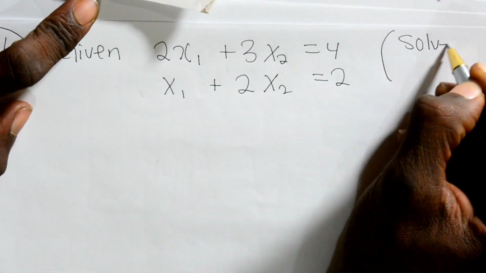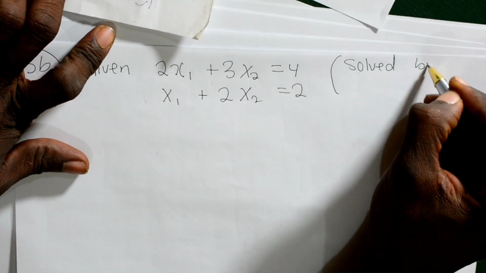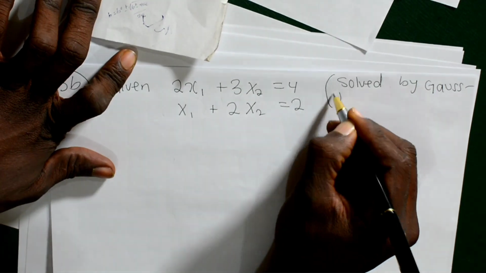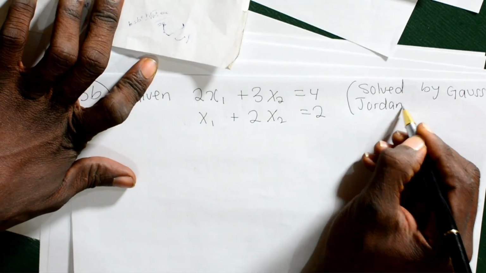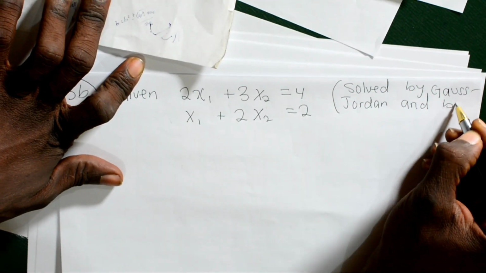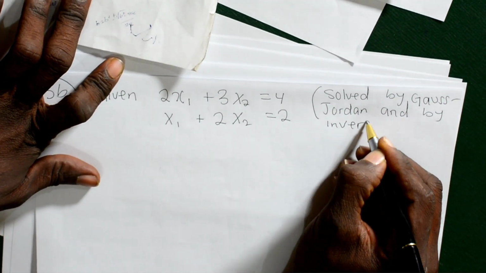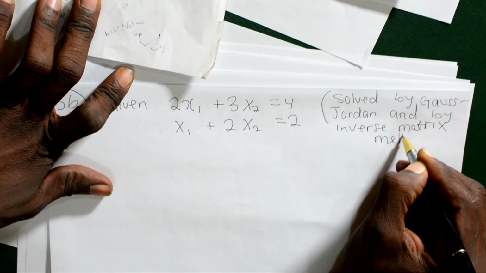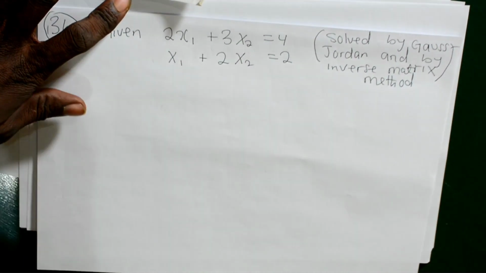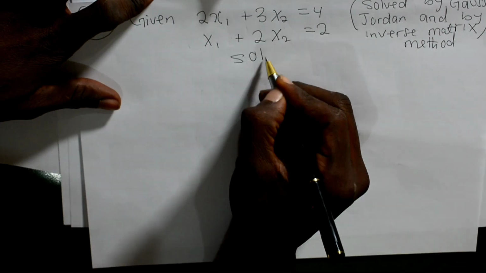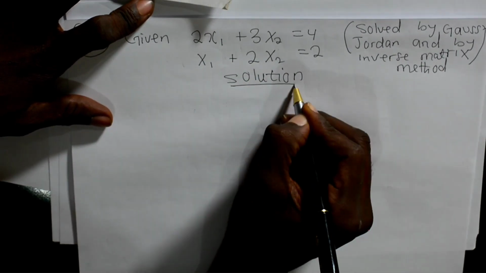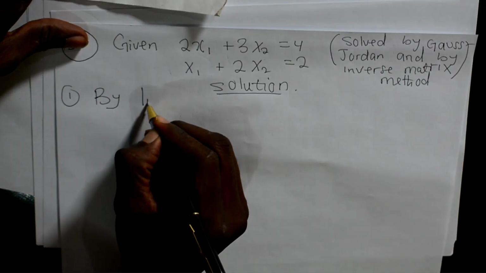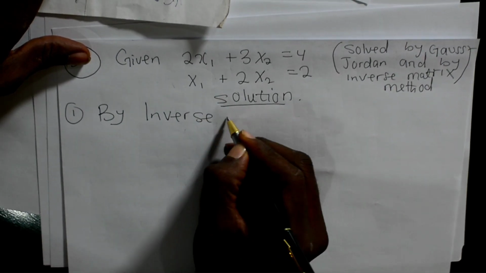So we are going to solve these two equations by the Gauss-Jordan method and by the inverse matrix method. Two different ways. So now, solution number 1, by the inverse matrix method.